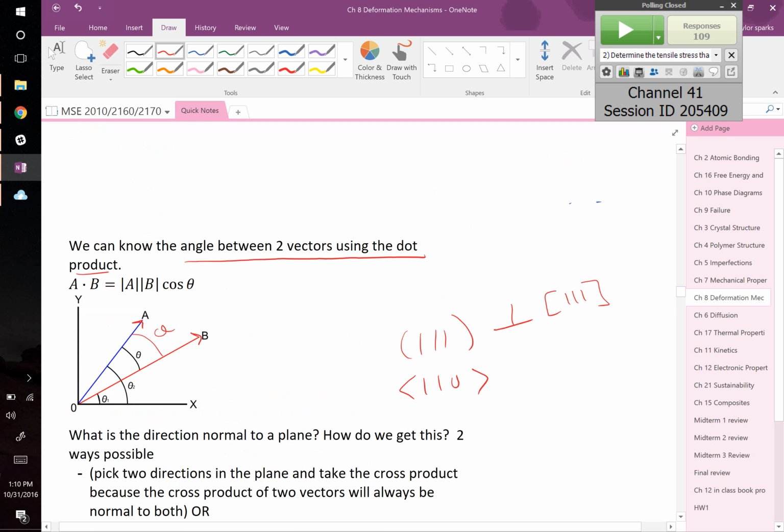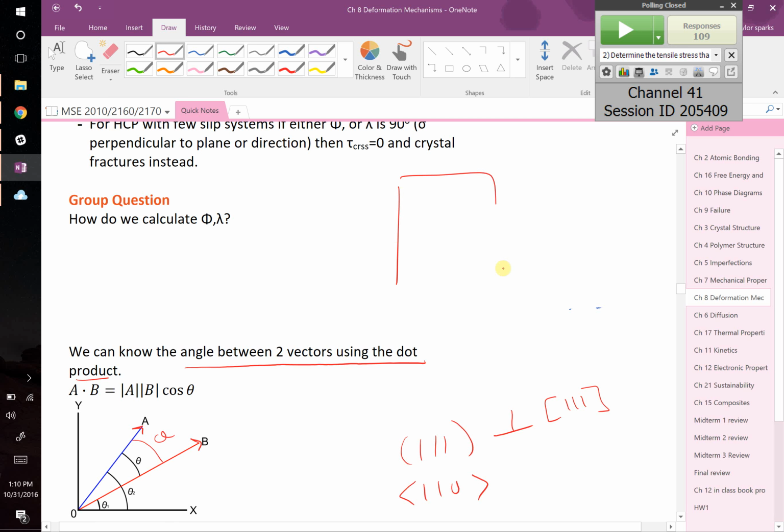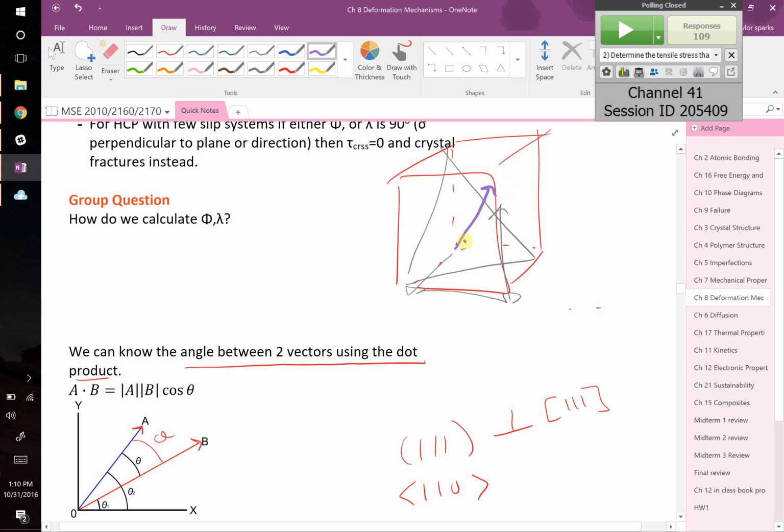First of all, do we need to convince ourselves that it's actually normal? Imagine you've got your cubic crystal. We said that the 111 plane is this one. Is the 111 direction normal to that? Sure, because the 111 direction means we go one this way, one that way, one that way. Therefore, our overall direction goes from this corner up to that one. So sure enough, that will be normal to that plane.